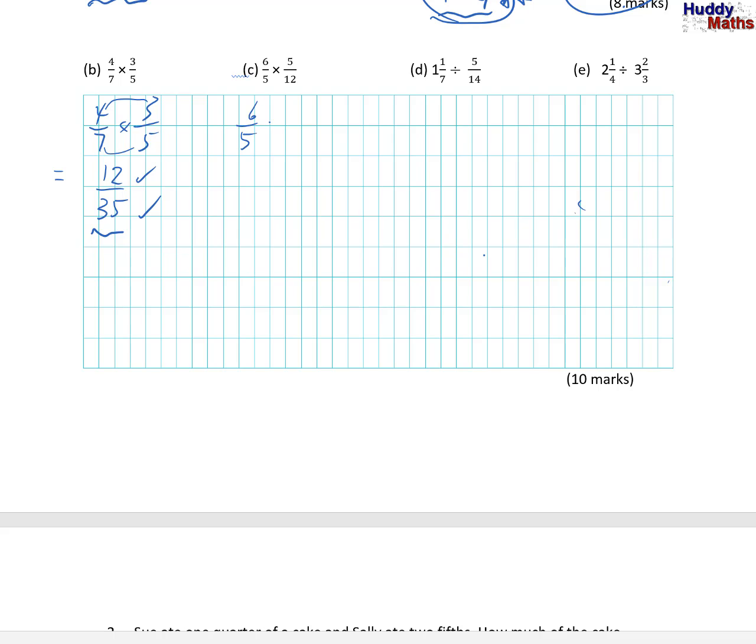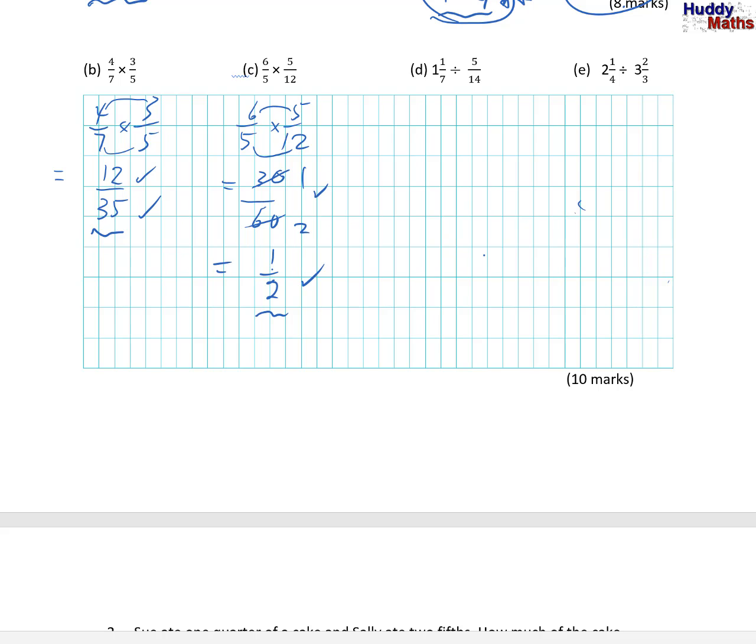Let's look at this one over here. 6 5ths times 5 12ths. Now, there's a couple of ways of doing this. Let's just do it by the rule. 6 times 5 is 30, over 5 times 12 is 60, and then you might see 30 in itself goes once, into 60 it goes twice, so it's 1/2 is the simplest form. Okay, so 1 mark for that, 1 mark for simplifying it.